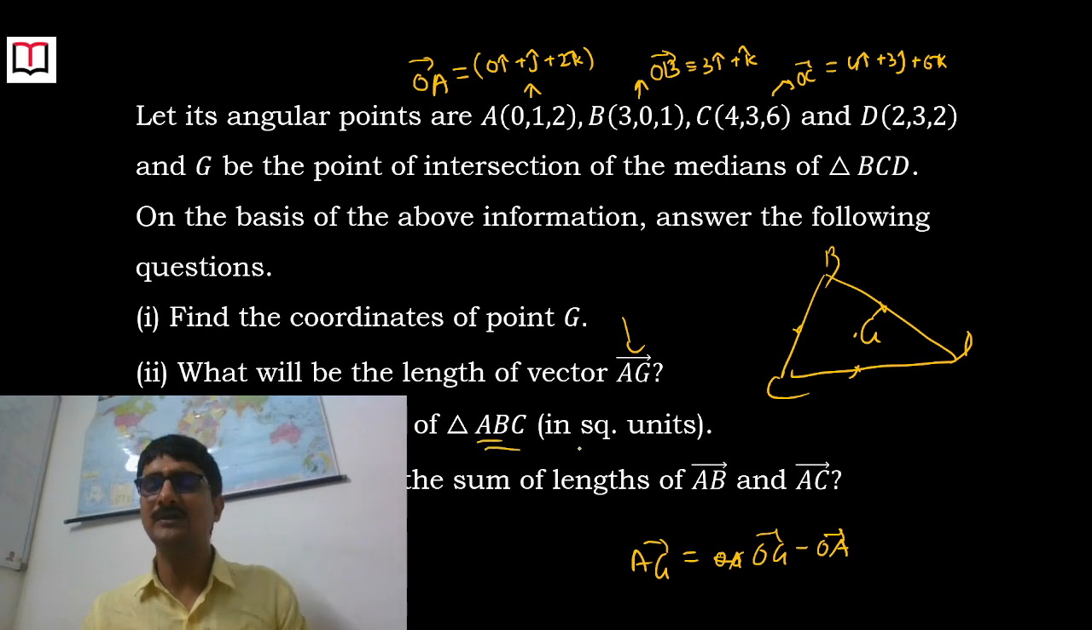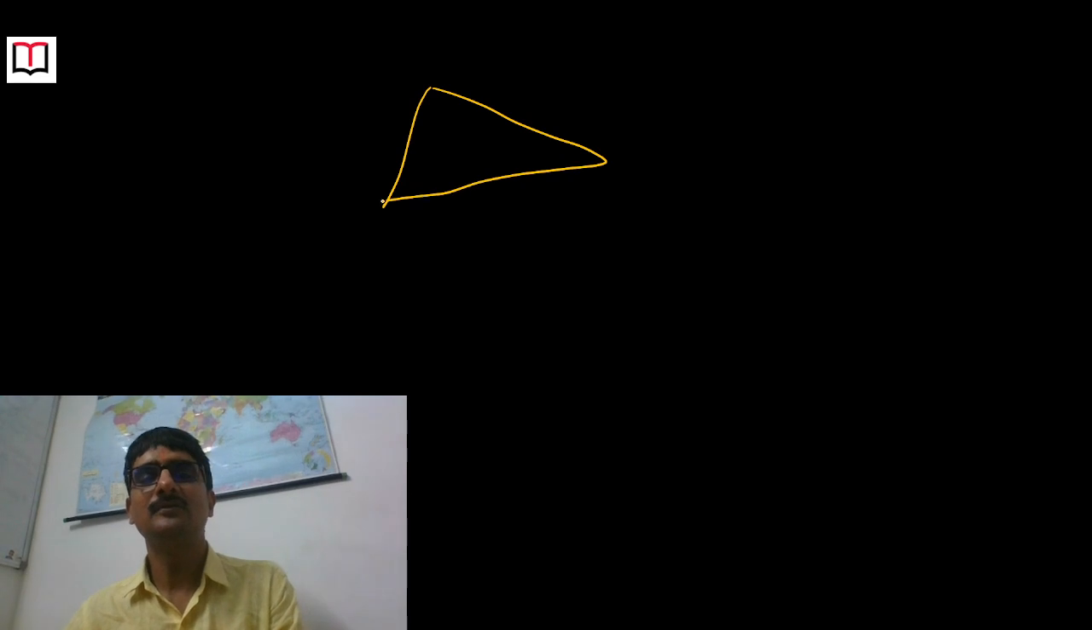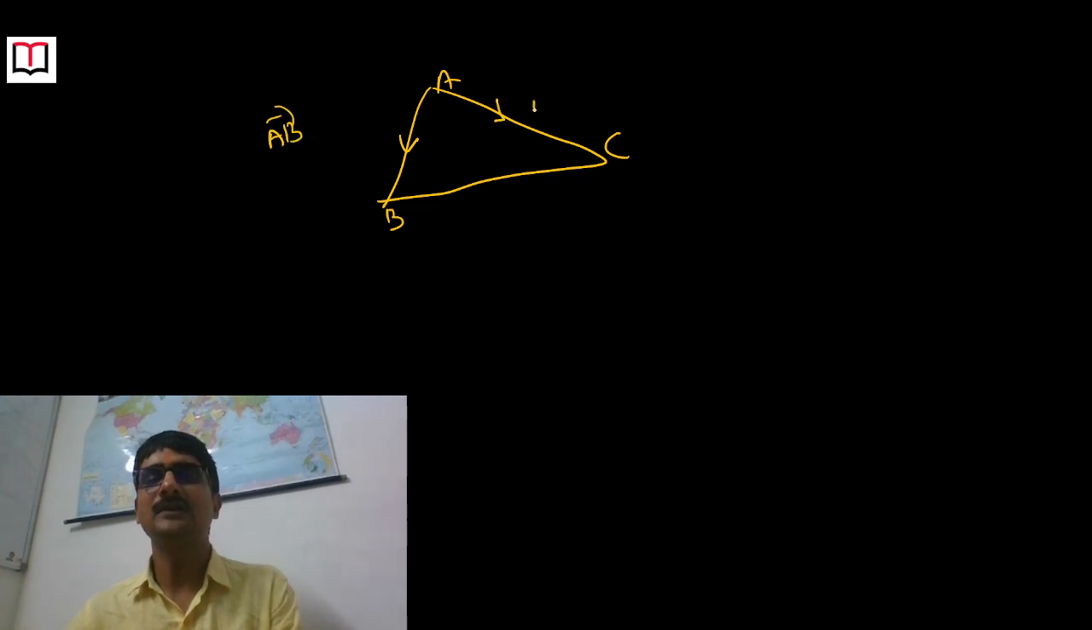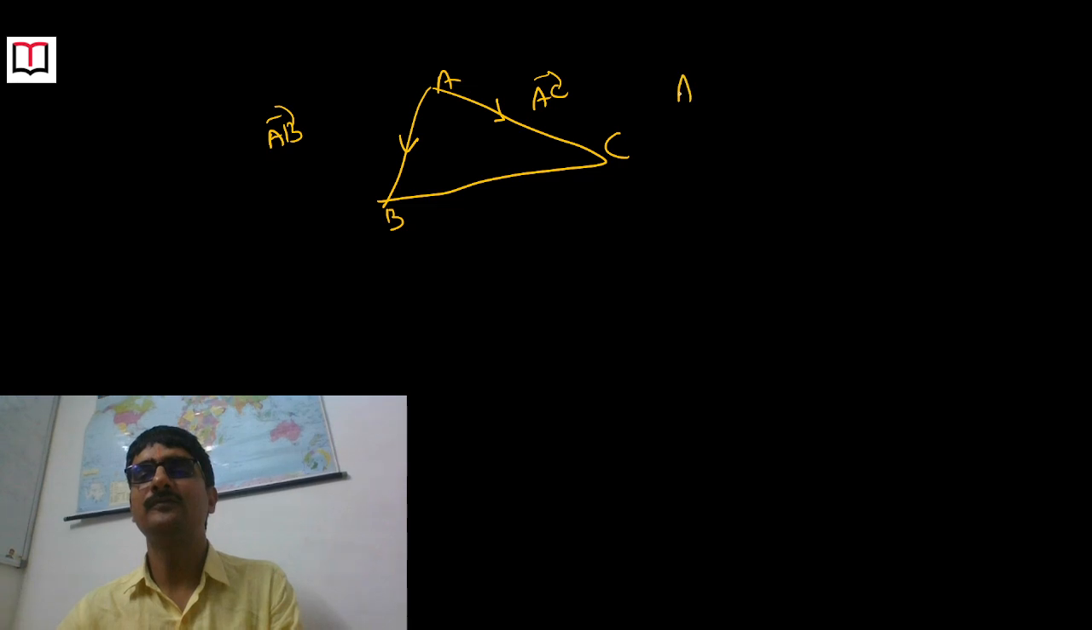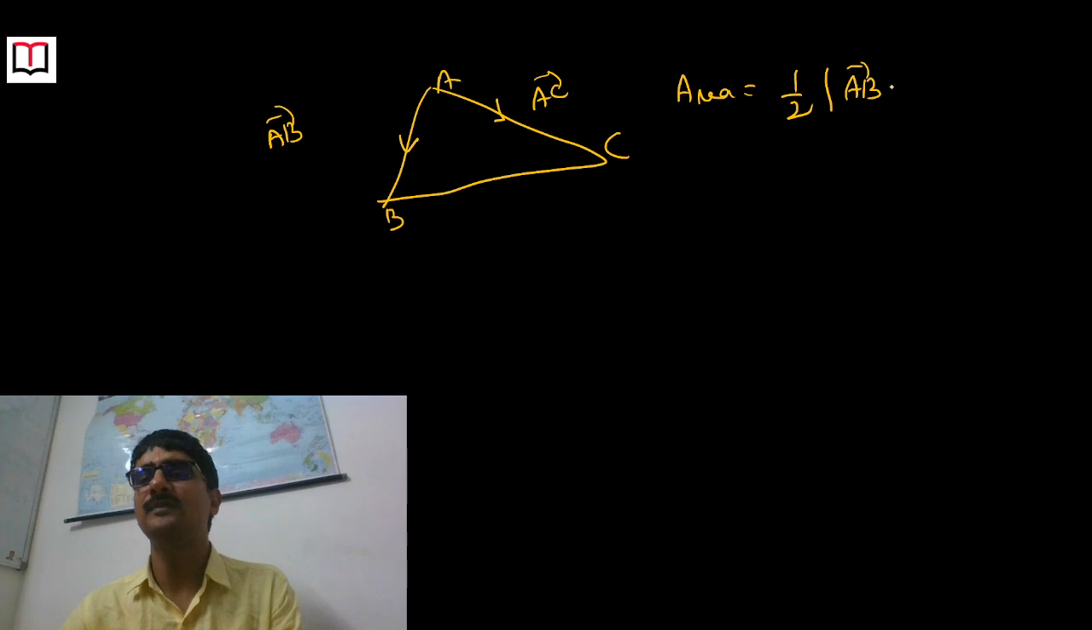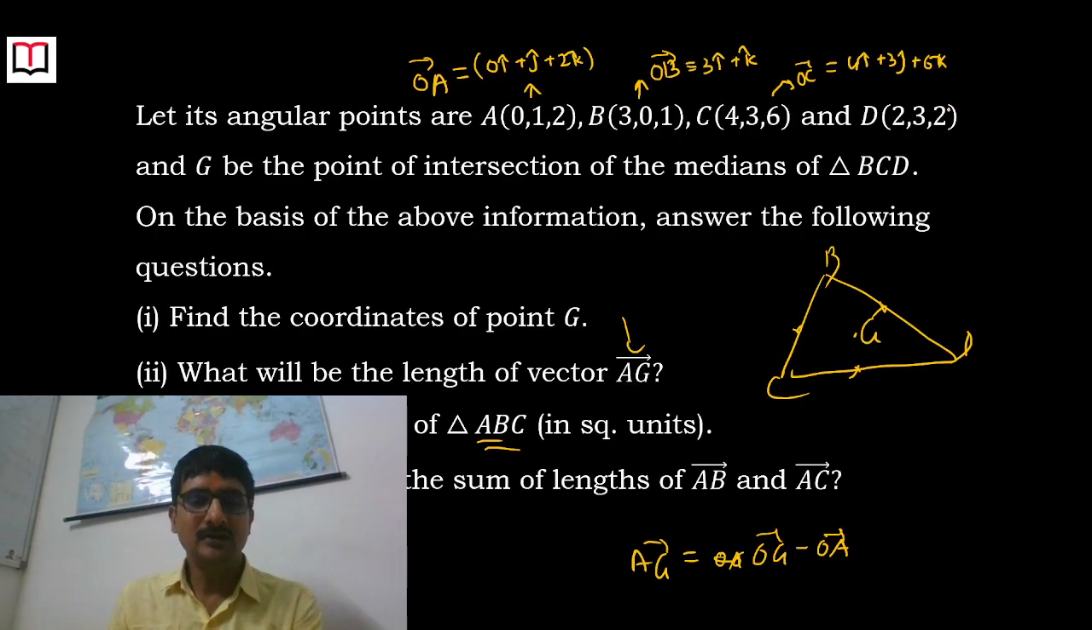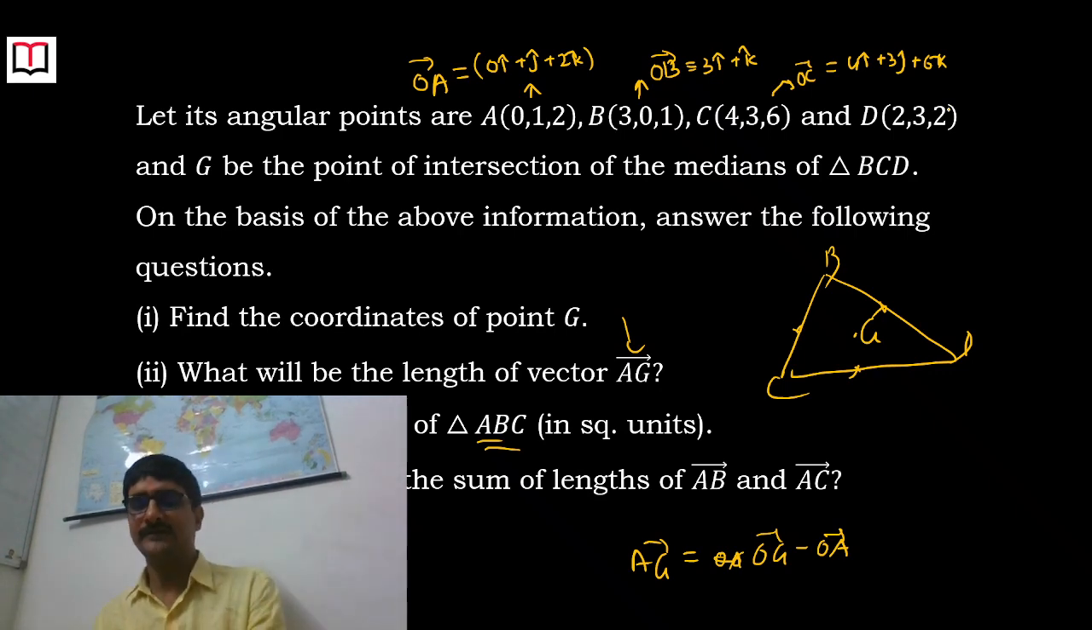Find the area of the triangle ABC. See how to find the area. So say ABC, get vector AB, get vector AC, and to find area, use half times magnitude of AB cross AC. That's it. Simple, isn't it?